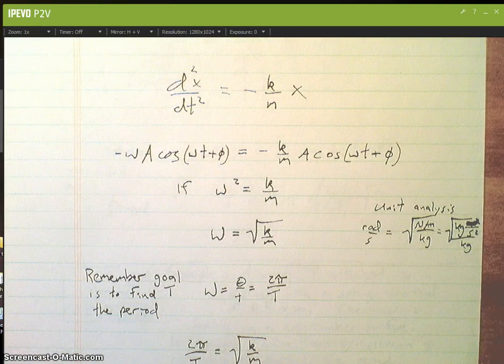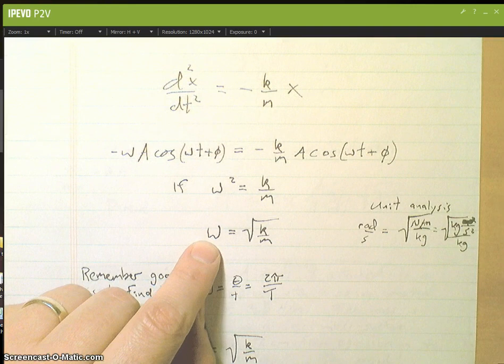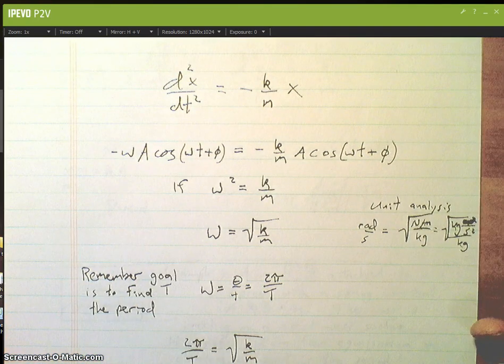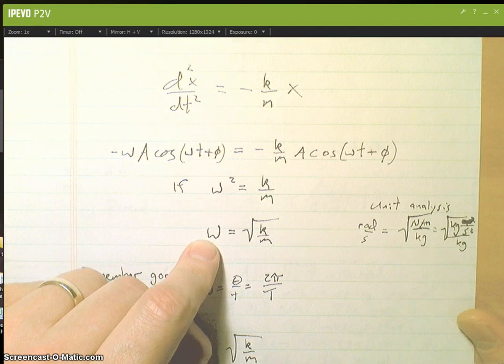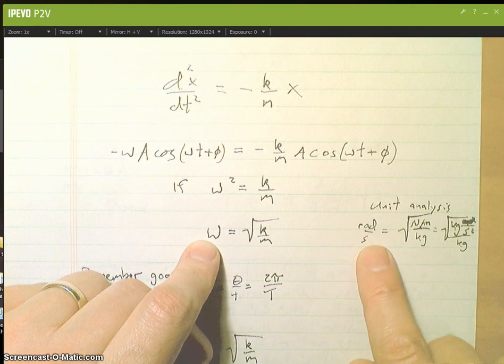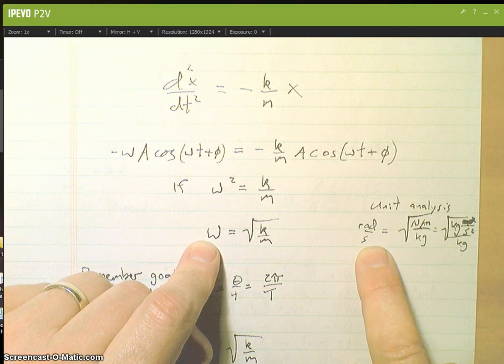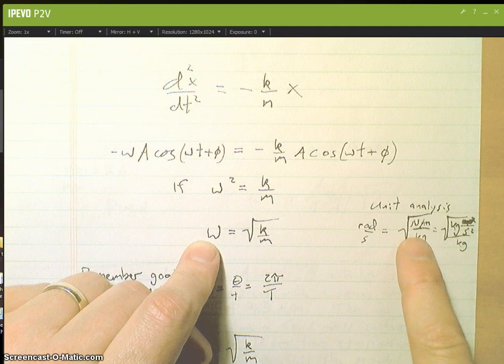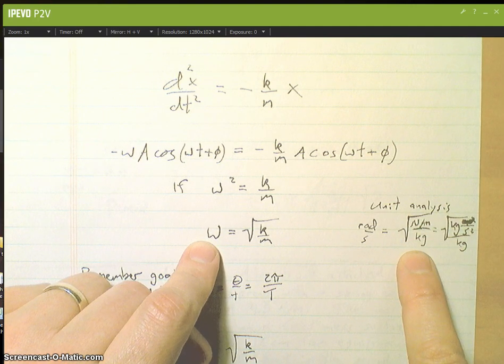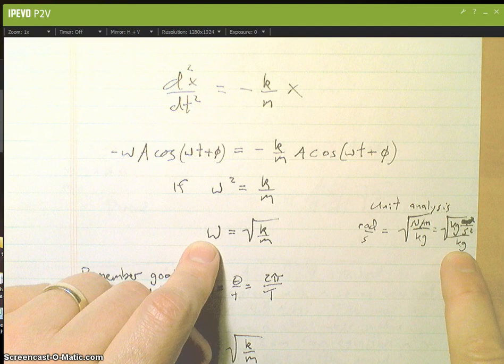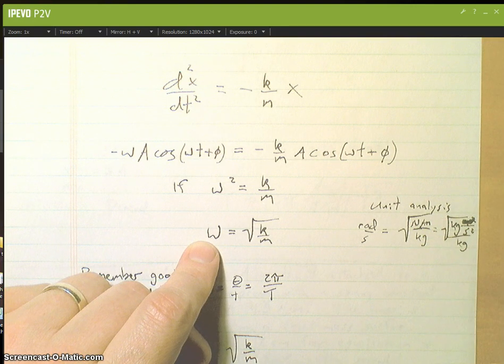Let's look at the unit analysis. Omega, which in this case is called the angular frequency, we can also think of as angular velocity. They're analogous. It's going to have units of radians per second. k is a newton per meter. Mass is kilograms. Kilograms cancel out. Meters cancel out, and we're left with the square root of 1 over seconds squared, which gives us 1 over seconds, so the units work out.